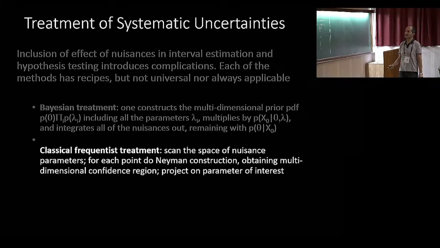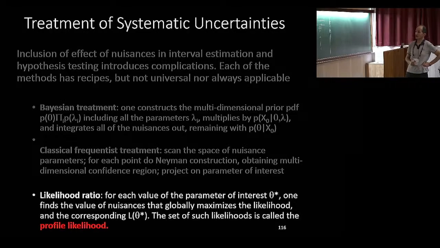Instead, the classical frequentist treatment is to scan the space of the nuisance parameters, the systematic uncertainties. At each point of the values of the statistic, you do a Neyman construction and obtain, therefore, a multidimensional confidence interval. And then you can project this multidimensional confidence interval, which is not an interval in one dimension but will become a more complex region. You will project it onto the parameter of interest and obtain the confidence interval on the parameter of interest. I am sorry, I have no examples for this because it becomes complicated in real life and we are short of time.